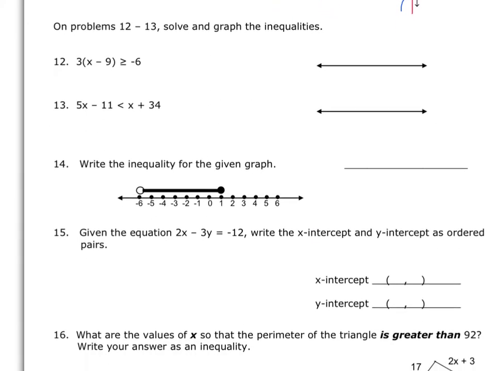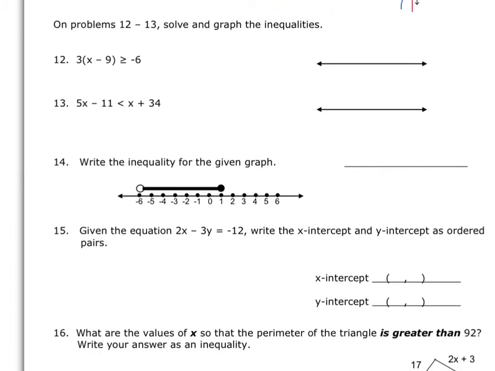And number 12. On problems 12 through 13, solve and graph the inequalities. Okay, so number 12. We need to solve, and in this problem, we need to solve for x. All right. So one single variable. So our answer is only going to have one variable. We will use a number line to represent that.